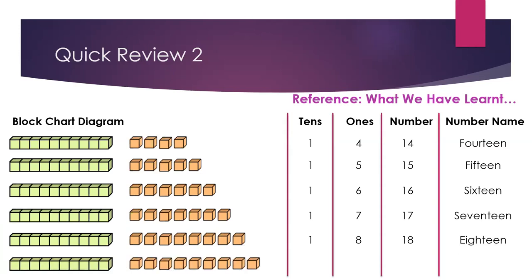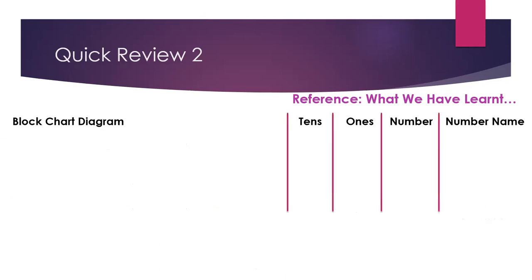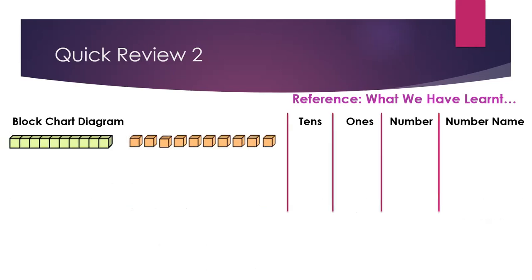Now, next is the number one tens and nine ones. What is the number? One tens, nine ones. So 10 plus 9 is 19. And let's move to the next number.